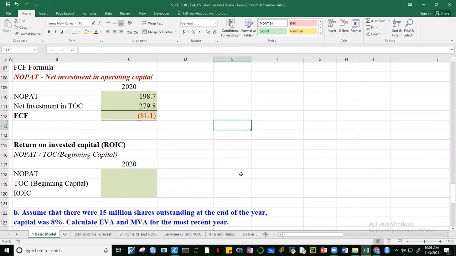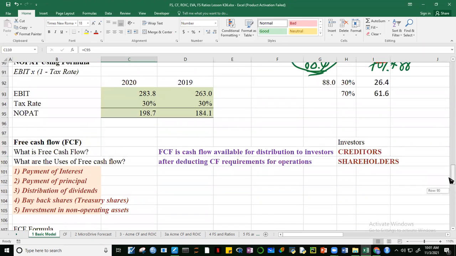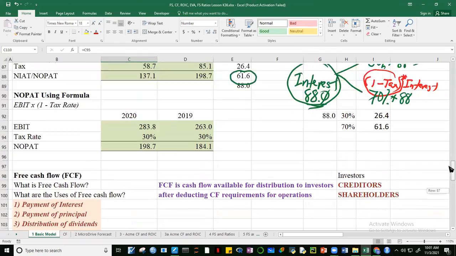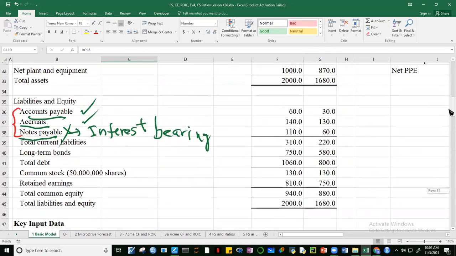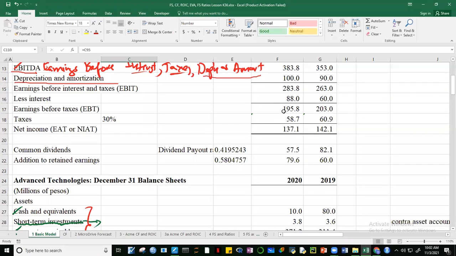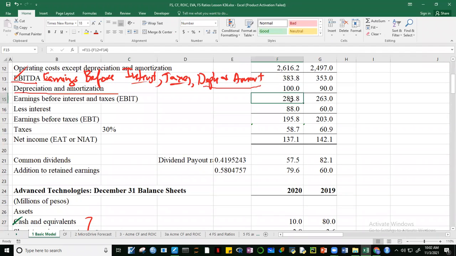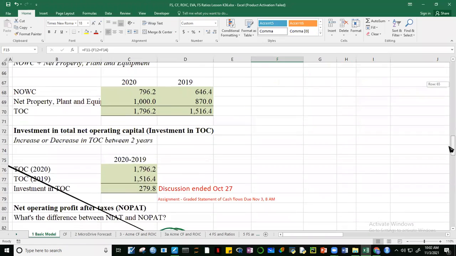Okay. Now we have a free cash flow that's negative. Can you check, guys, if we're correct? Tama ba yung NOPAT natin? 198.7 ba? EBIT is 283.8. Let me just double check. Yeah, 283.8. That's correct. Okay, so we're correct.